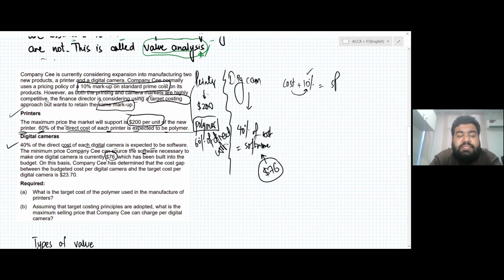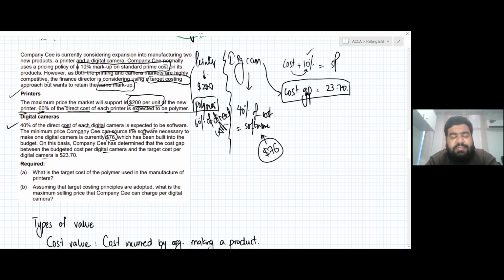On this basis, company C has determined the cost gap between budgeted cost and target cost. Basically, they have told you that for the digital camera there is a cost gap of 23.70. Here he has told you the cost gap.